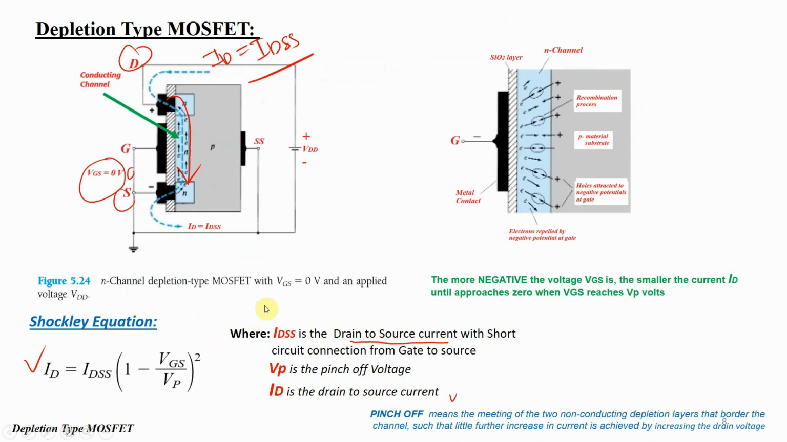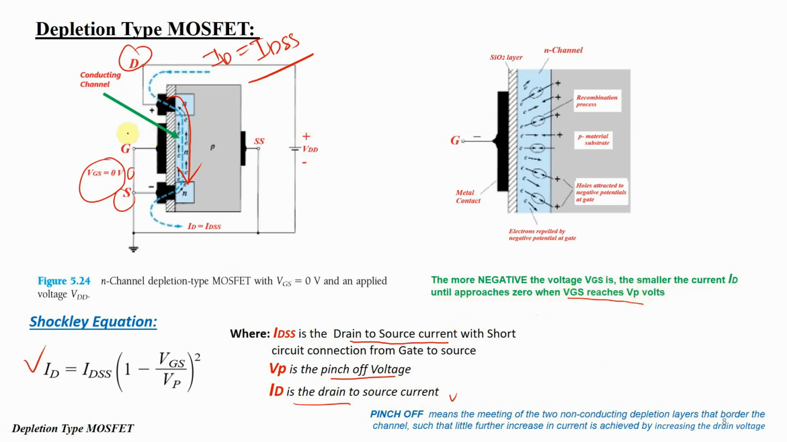In that case, that voltage, just before it happens, is like a threshold voltage. That point where ID will become 0 is called the pinch off voltage, right? ID is the drain source current. The more negative the voltage VGS is, the smaller the current ID, until it approaches 0 when VGS is equivalent to VP.